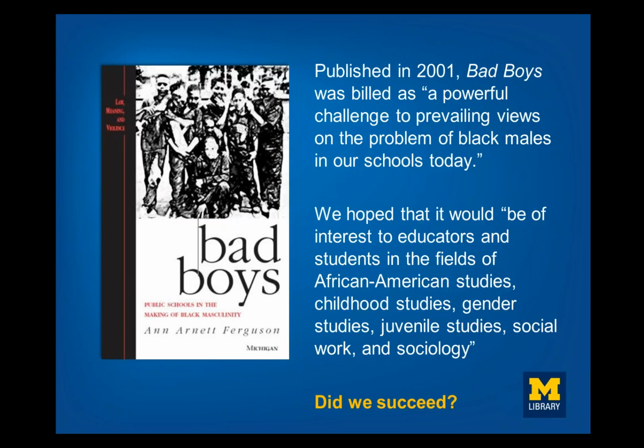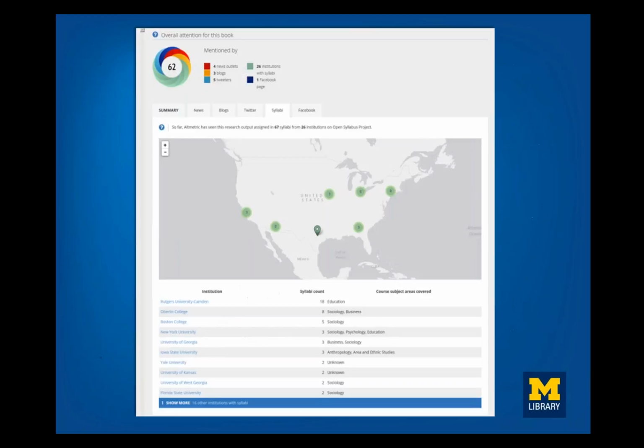When we published it, or when my predecessors published it, they were hoping that it would be of interest to educators and students in the fields of African American studies, childhood studies, gender studies, juvenile studies, social work, and sociology. What we're now able to see through the open syllabus tracking is a number of institutions featuring this book on their syllabi.